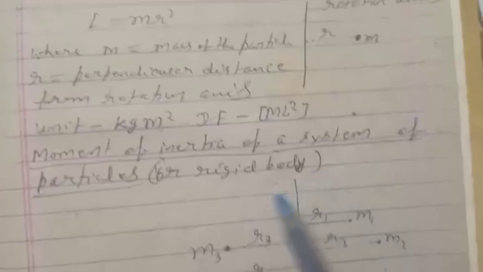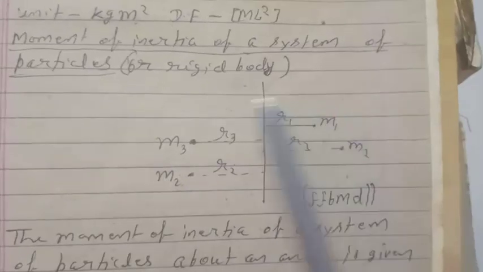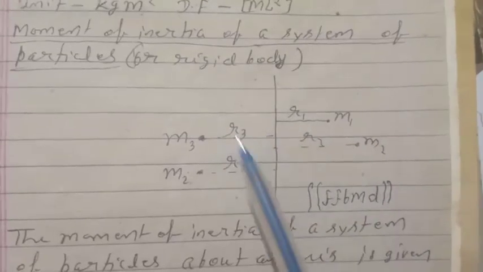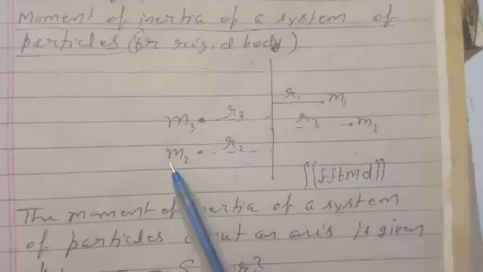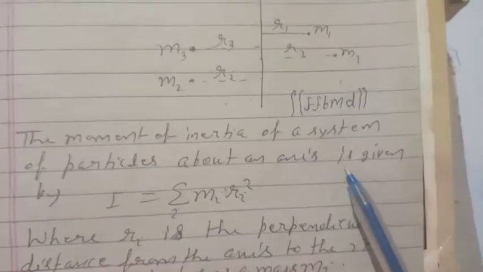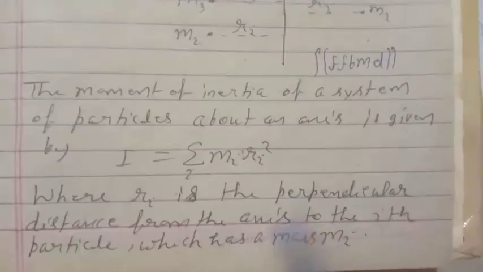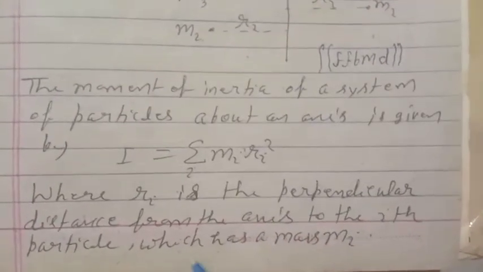Moment of inertia of a system of particles or a rigid body. Consider a rigid body in which different particles have different positions and different masses, and their distances from the rotation axis are r1, r2, r3, r4, and so on. For the ith particle it is ri, and the mass of the ith particle is mi. The moment of inertia of a system of particles about an axis is given by I equals sigma mi ri square, where ri is the perpendicular distance from the axis to the ith particle which has a mass mi.